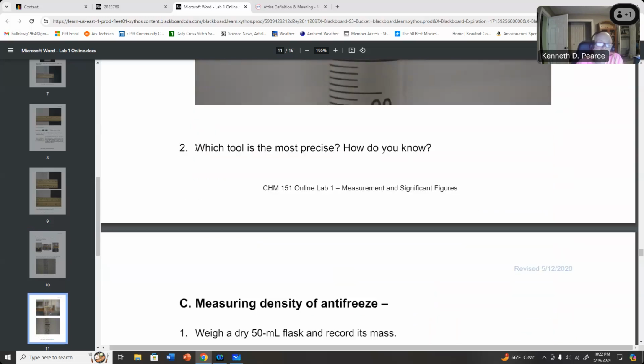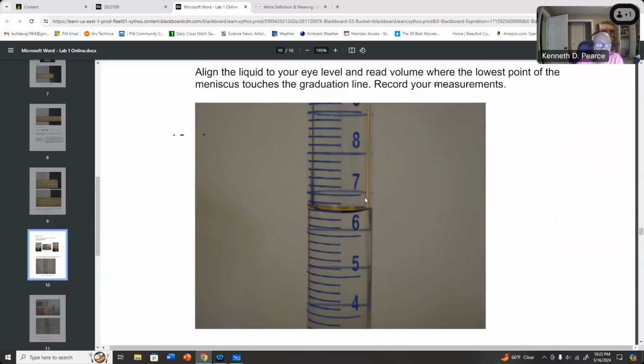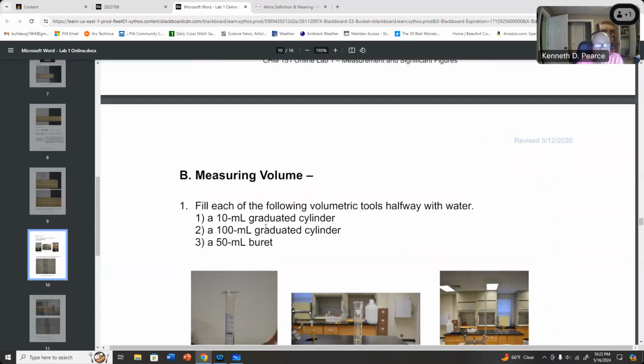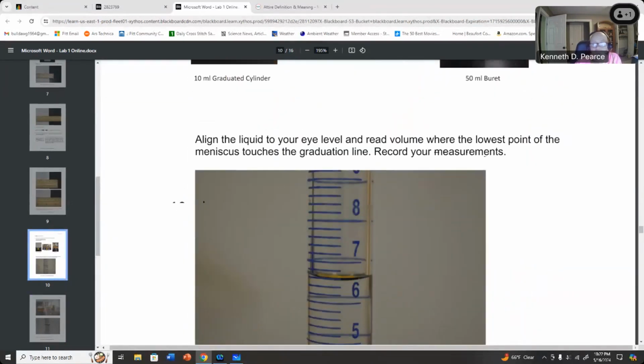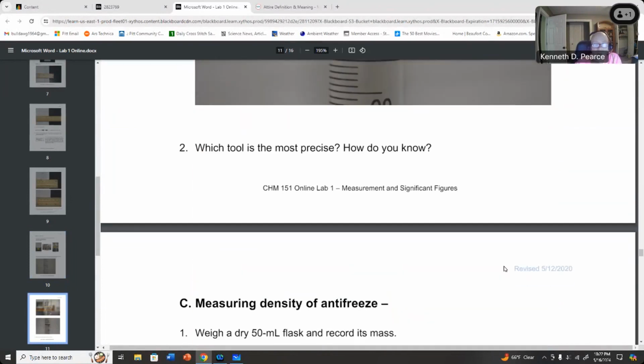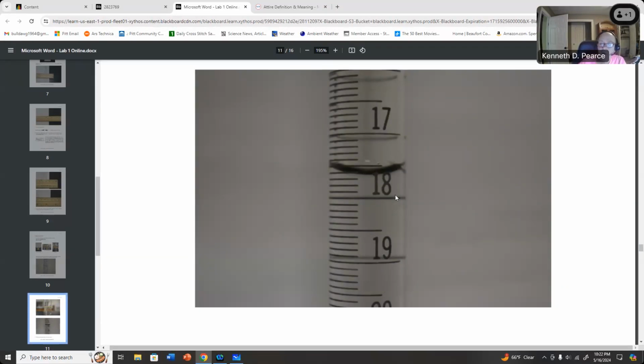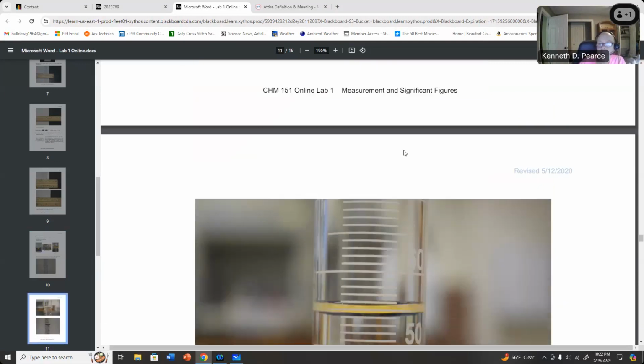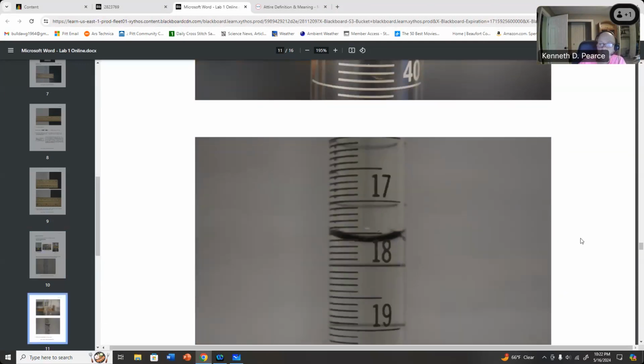It asks a question after you've made these measurements, which is part B, question 1. Where is it? Right here. We want to record your measurements. And then you get a question: which tool is most precise? Precision is how many decimal places you can go out. The burette can go out 2 pretty reliably, and the graduated cylinders can go out 1 decimal place. So which one's more precise?